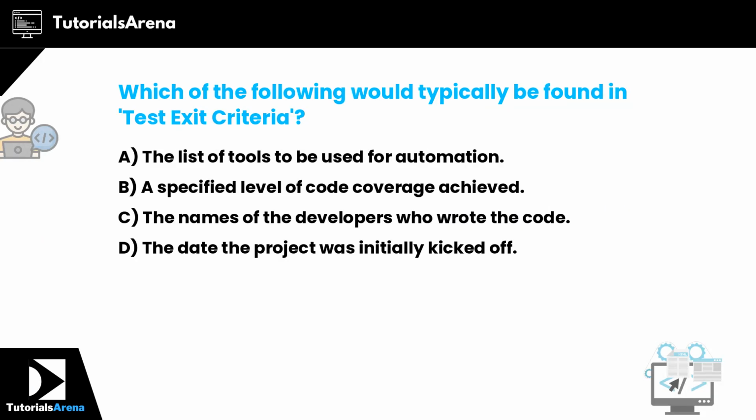Which of the following would typically be found in test exit criteria? The correct answer is option B, a specified level of code coverage achieved.